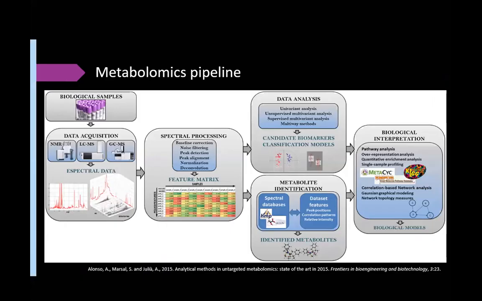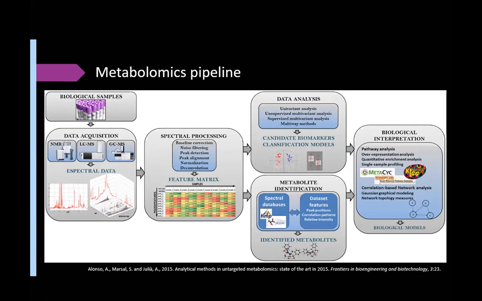I'm going to start with the metabolomics pipeline. This is familiar to all the metabolomics experts around here, but for those who are new, it's a great way to understand what goes on. First you need to ask the right biological question in order to choose the right biological samples. It could be mammalian samples, animal samples, plant samples, environmental, anything.